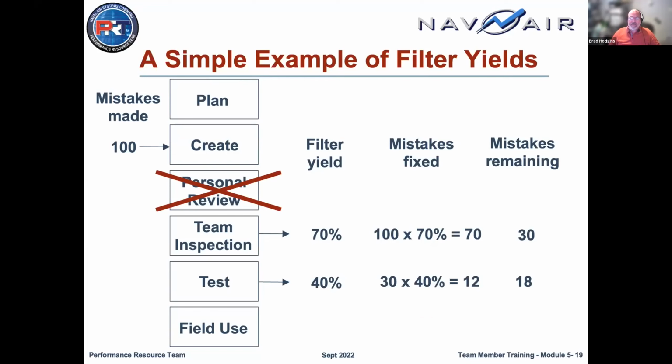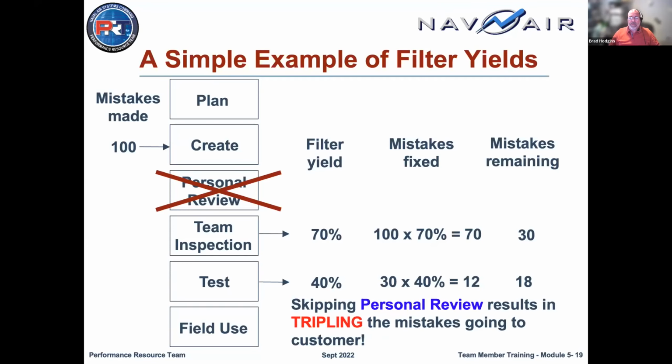Well, the test gets the 30 that weren't found by the inspectors. And so test, being as ugly as it is, only finds 12 of the 30, and that leaves 18. Skipping that personal review caused more than triple the mistakes to go to the customer. Super ugly result for the customer. Instead of 5 mistakes, he's getting 18. This is an example of wanting to have as many phases in your process where you're trying to find mistakes and pull them out before you deliver the product.